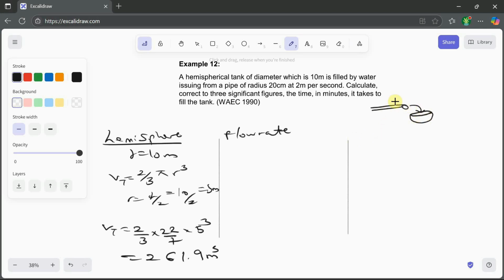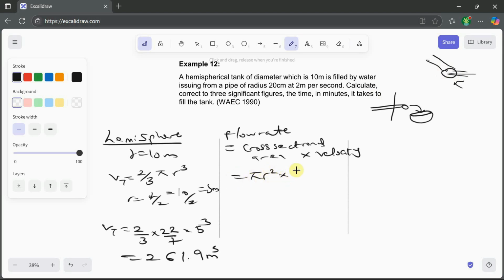But for the source of the water, if I take a cross section and look at it from the front, it will just be a circle where the water is passing. A cross section is like slicing this pipe and looking at it from the front. I'll see this circle. So the flow rate is the cross-sectional area multiplied by the velocity. This is one of the formulas for flow rate. The cross-section is a circle, so that will be pi r squared times the velocity.